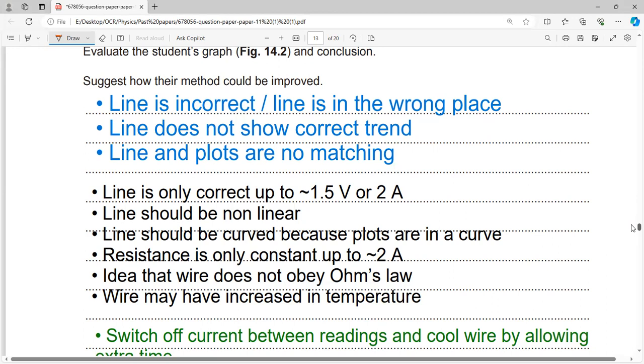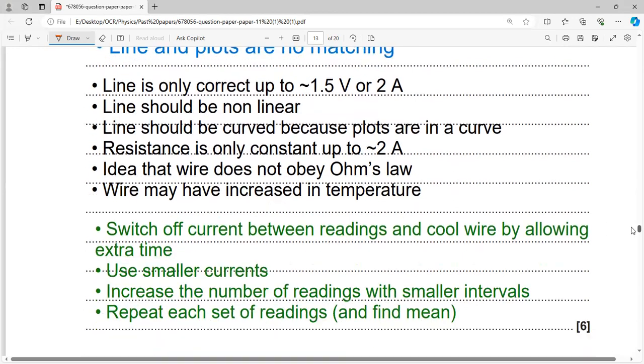So the wire may have an increase of temperature. If there's an increase of temperature, this will directly affect the current flow. So in this way, this will not obey Ohm's law after the 2 ampere or after 1.5 voltage. Now, how can we improve this experiment? We can improve this experiment by switching off the current between readings and cooling down the wire by allowing extra time. Or we can use a smaller current value, up to the 2 ampere of current. This will give a linear behavior, and this will obey Ohm's law.